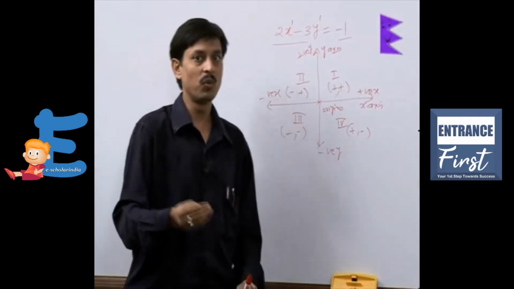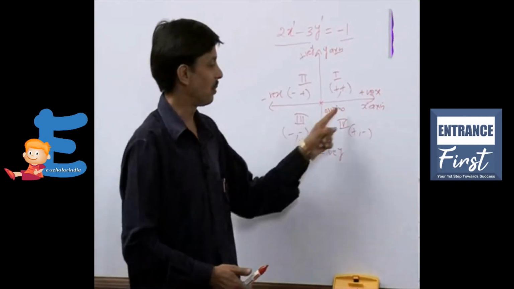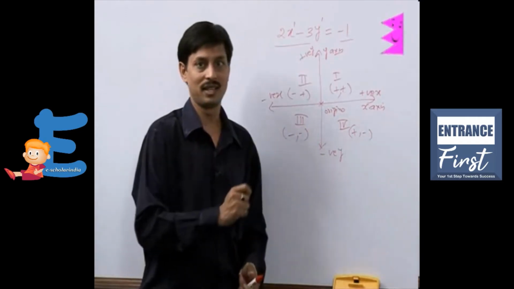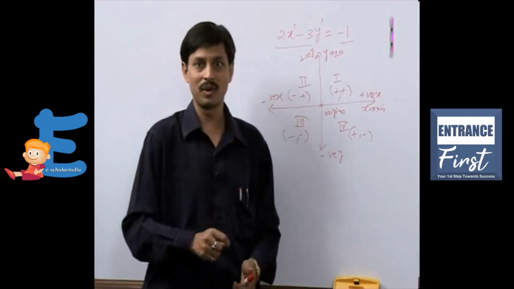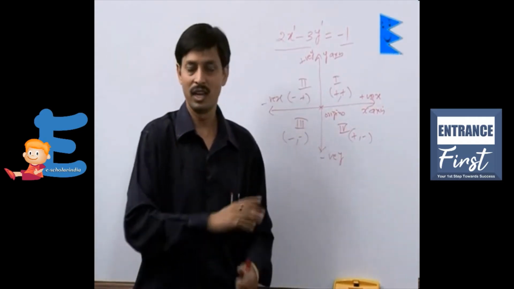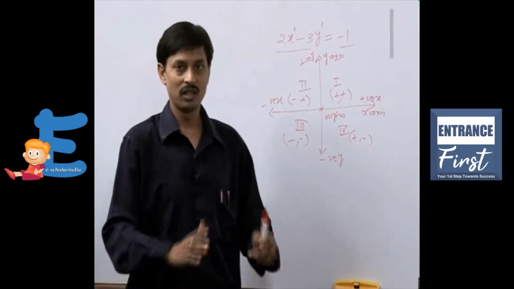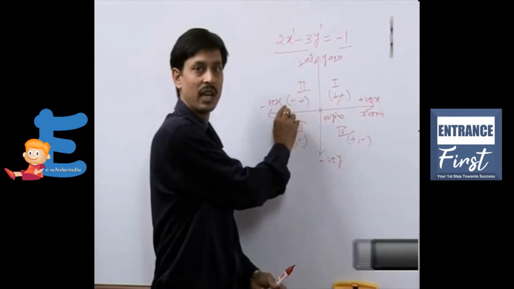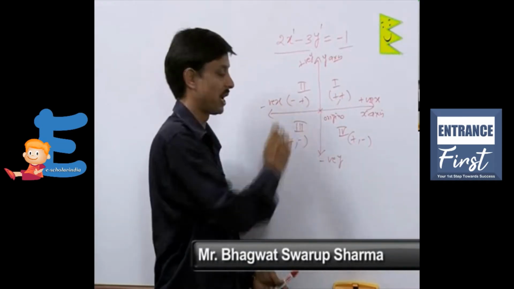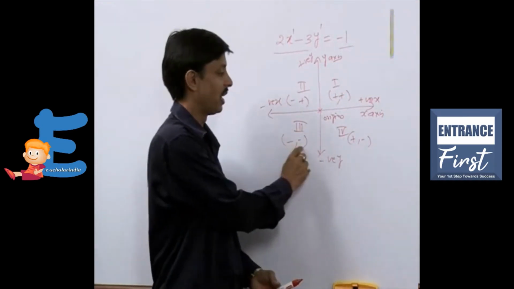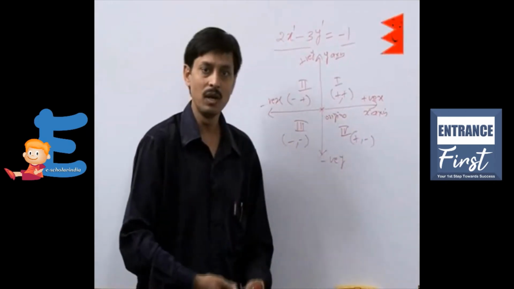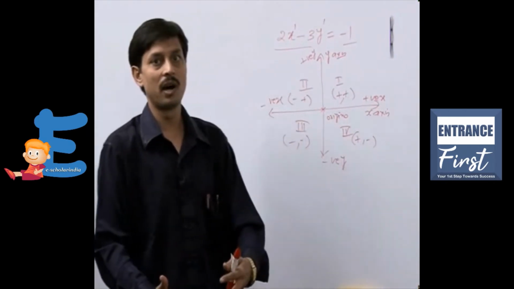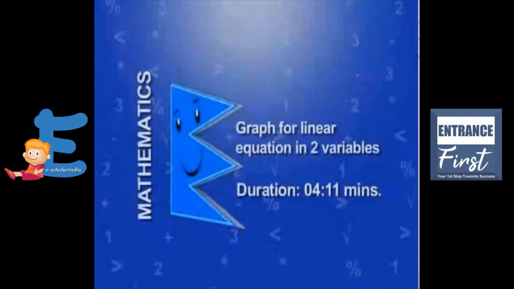So if I ask you where (1, 0) lies? (1, 0) lies on the x-axis. If I say (0, -7), it lies on the y-axis. It doesn't lie in any quadrant. In the first quadrant, what can lie? Both signs are plus. Second quadrant, first is negative, second is positive. Third, negative, negative, and fourth is positive, negative. So this is the introductory part on how to plot the graph.